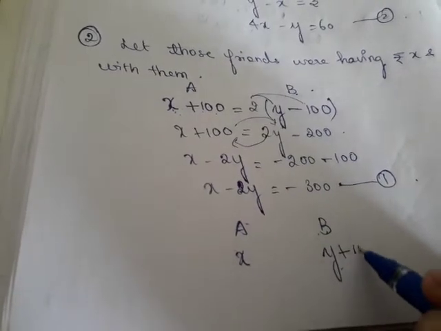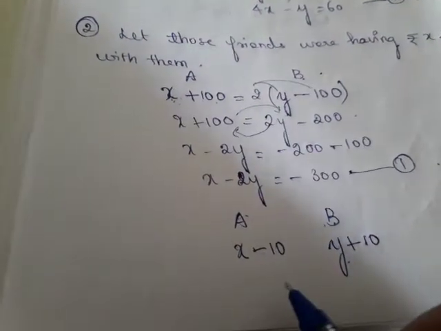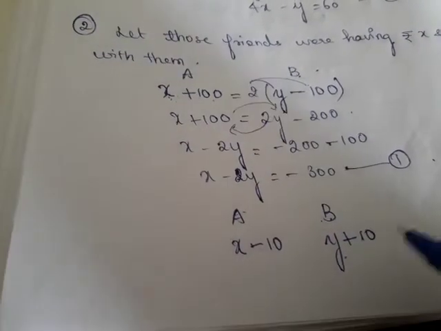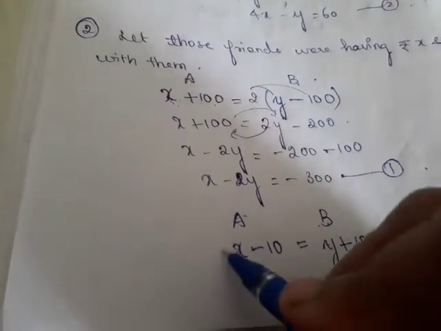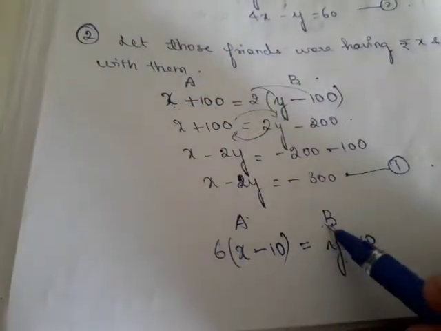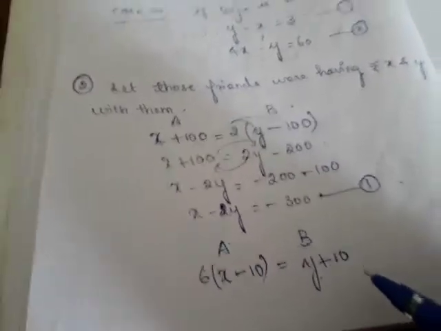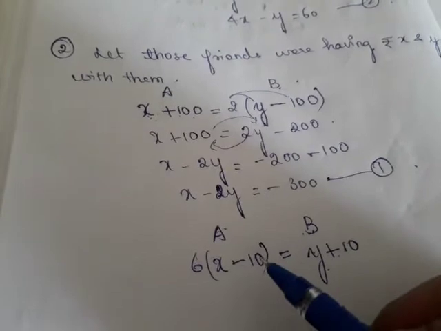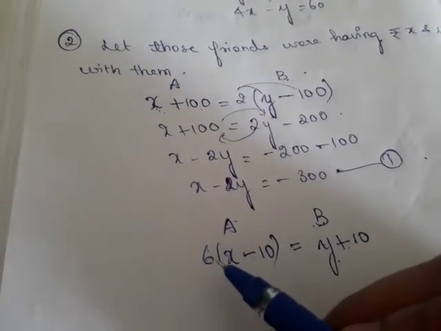This 10 will be added to B's amount and this 10 will get reduced in A's amount. Who shall become what now? B will become 6 times as rich as you. Hope you got it. Now B is saying, give me 10. So immediately 10 rupees will get added to B's amount and 10 rupees will get reduced from A's amount. After that, I will become 6 times as rich as you.